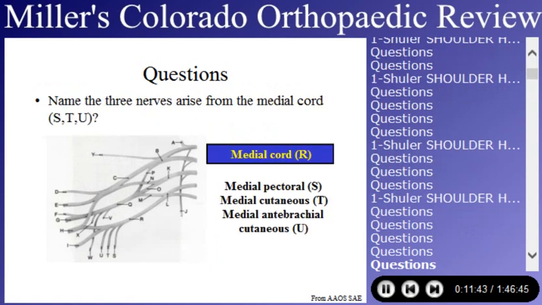Name the 3 nerves, and this is actually some of the pimp material they do give you. Name the 3 nerves that arise from the medial cord. Medial cord is shown there as R. You have to know the orientation: medial pectoral nerve, medial brachial cutaneous nerve, medial antebrachial cutaneous nerve. And the key testable one out of that is probably medial antebrachial cutaneous. Runs with the basilic vein, is also injured during elbow arthroscopy portal placement.